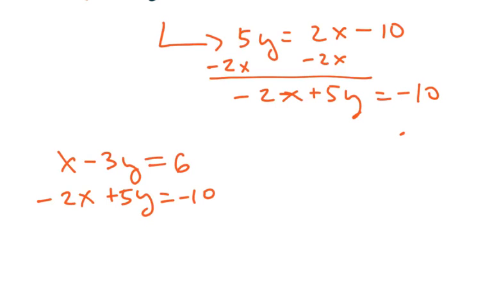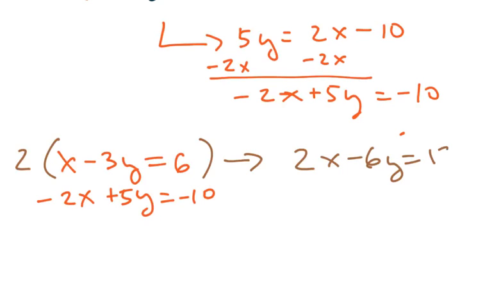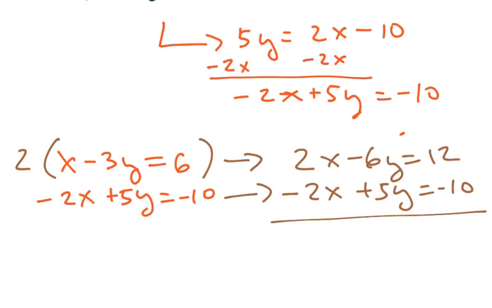And now, once again, we're going to say, hey, how can I get either x or y to subtract out? If I multiply the top one by 2, I'm going to get 2x minus 6y equals 12. The bottom one's still going to be negative 2x plus 5y equals negative 10. And now when I put them together, I'll get negative y is 2, or y is negative 2.